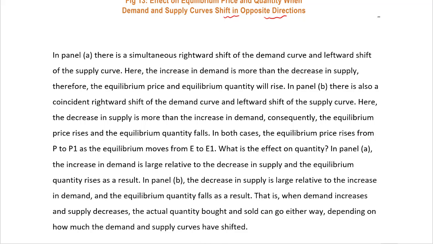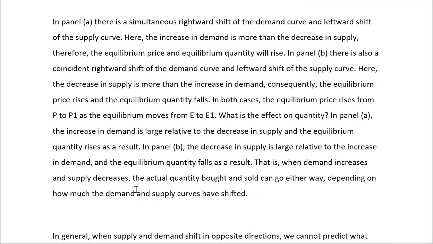Just see this. In panel A, there is a simultaneous rightward shift in the demand curve and a leftward shift in the supply curve. Here, the increase in demand is more than the decrease in supply. Therefore, the equilibrium price and equilibrium quantity will rise.